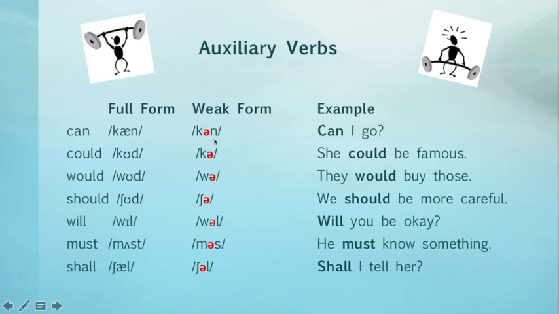Kun. Can I go? She could be famous. They would buy those. We should be more careful. Will you be okay? He must know something. Shall I tell her?